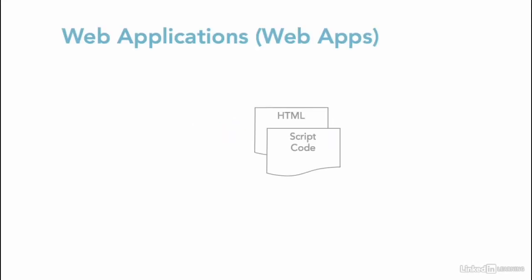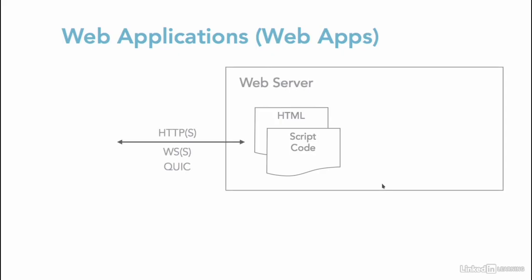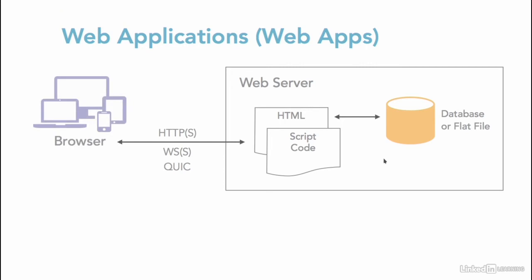A web application is built using HTML and script code, running on a web server that offers an HTTP or HTTPS protocol access, the more recent WS and WSS WebSocket protocols, or the experimental QUIC protocol. It will likely use a back-end database server or some form of flat file for content. The user will connect to the application from a browser, which may be running on a desktop, a laptop, or a mobile device. The web application may want to authenticate the user, and to do that, use some form of back-end authentication system such as LDAP.